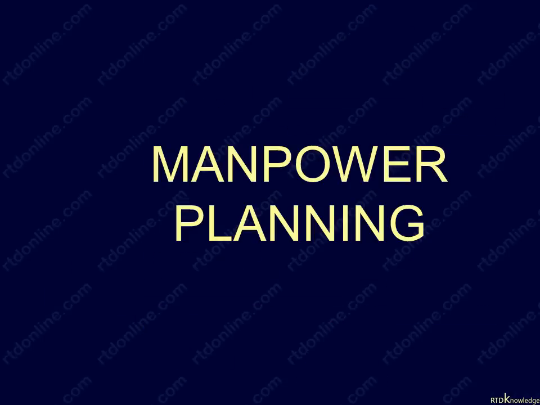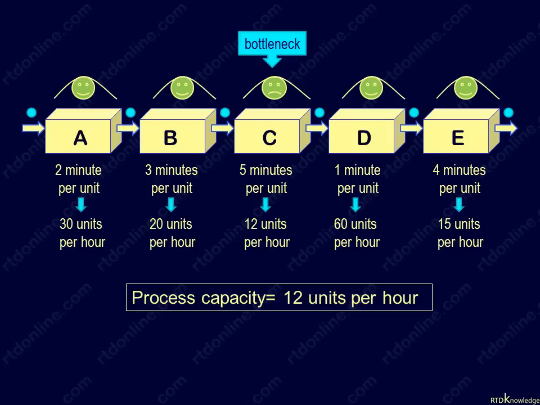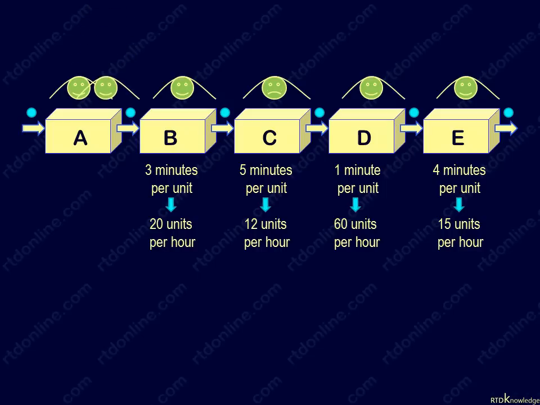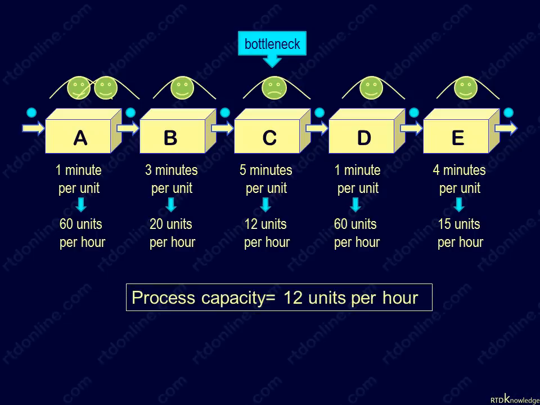Next, we shall learn how manpower planning and staffing decisions can affect capacity, utilization, and productivity. Let's examine again our 5-man process with an hourly capacity of 12 units. Suppose we add another operator to station A, thereby reducing its cycle time to 1 minute and doubling its capacity to 60. Since station C remains the bottleneck, the process capacity remains the same at 12 units per hour.